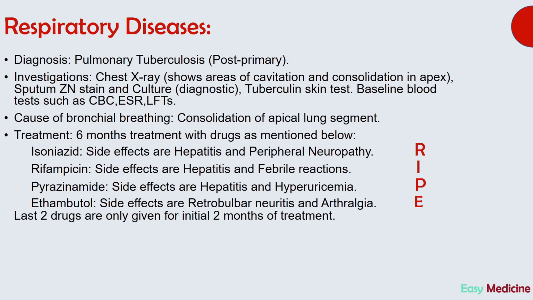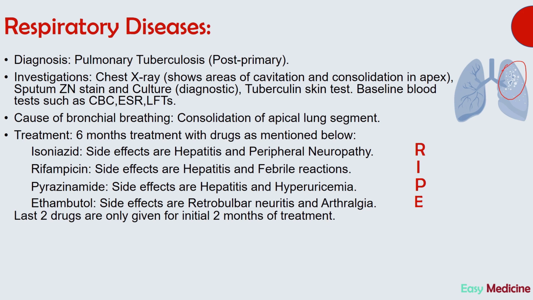So the diagnosis is pulmonary tuberculosis and it is post-primary, which is also called secondary tuberculosis. As we know, primary tuberculosis affects lower lung segments and secondary tuberculosis affects upper lung segments. So this is secondary tuberculosis, which is also called post-primary. And as you can see in the picture, apical lung segment is involved.